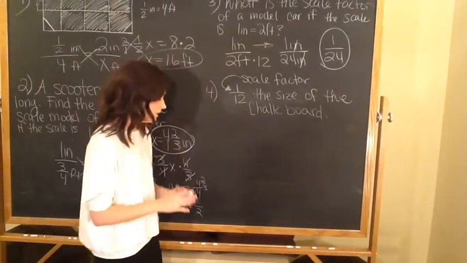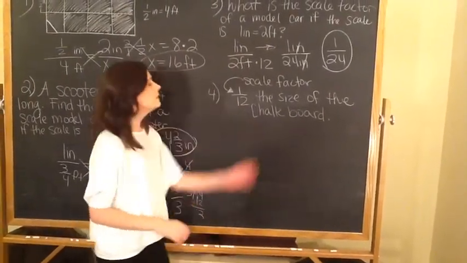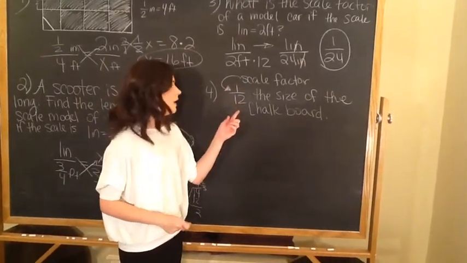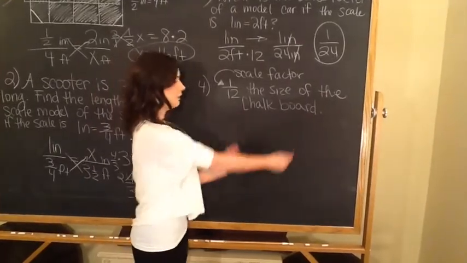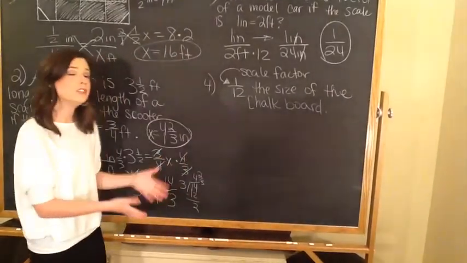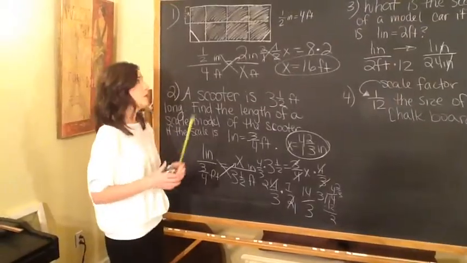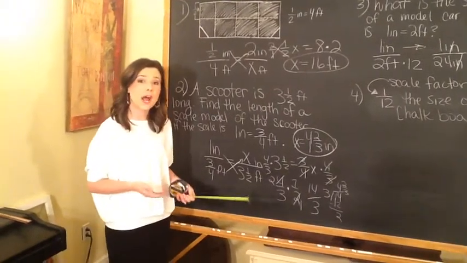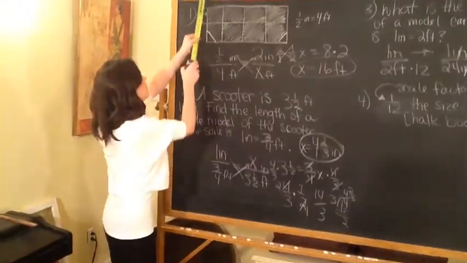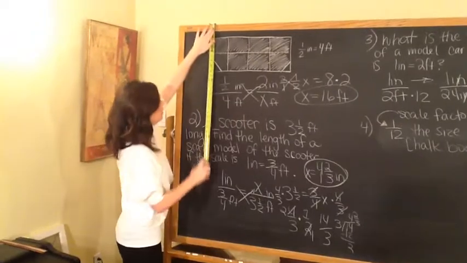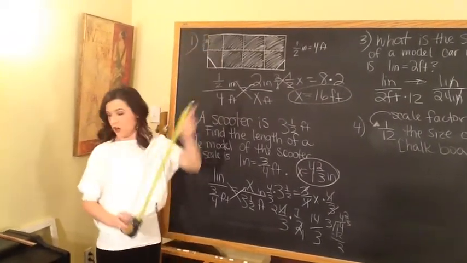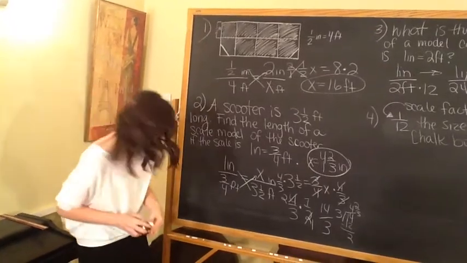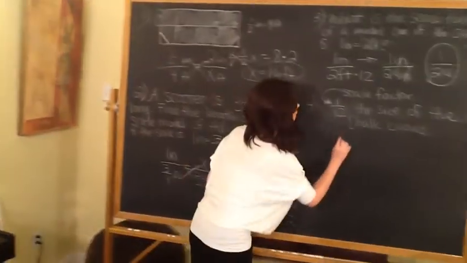Now this one is going to be a little bit different. It says the scale factor is 1/12. So the size of the chalkboard. So what we're going to be doing is drawing a proportional picture of this chalkboard. Let's go ahead and measure our board real quick. So we need to know how many inches wide, how many inches tall. So I'm going to go ahead and measure the height. So if I measure it up, I'm going to see that it is 48 inches tall. So I'm going to go ahead and mark that down. So we have 48 inches tall.